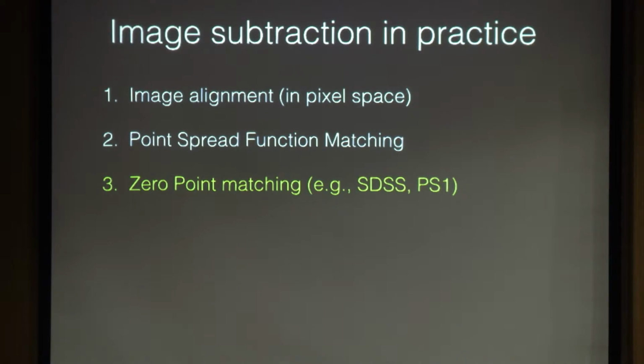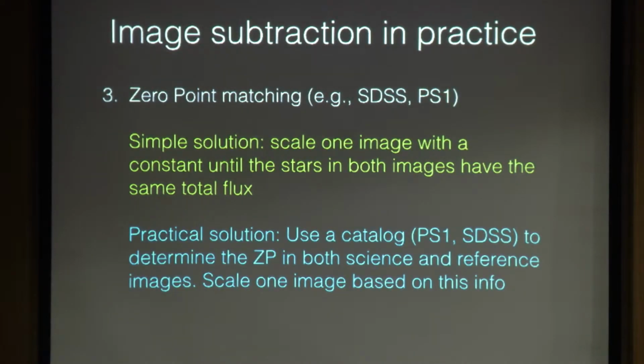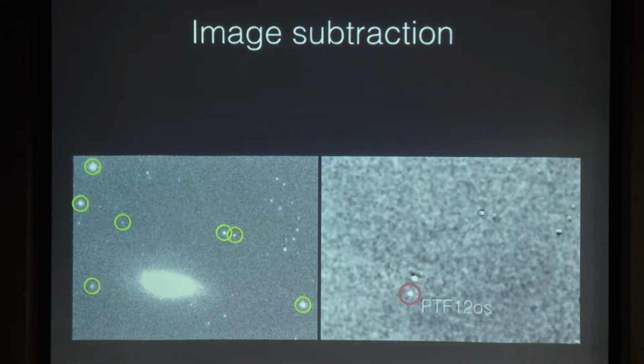And finally, this step I don't need to talk about really, because Kishalai already told you how to match your aperture photometry against the catalog. You could do it with PSF photometry if you want. It doesn't matter. All right. But the idea is you put both the science frame and the reference frame on the same zero point or same intensity scale, whatever you want to call it. After that, you're basically done, and you can perform an image subtraction.